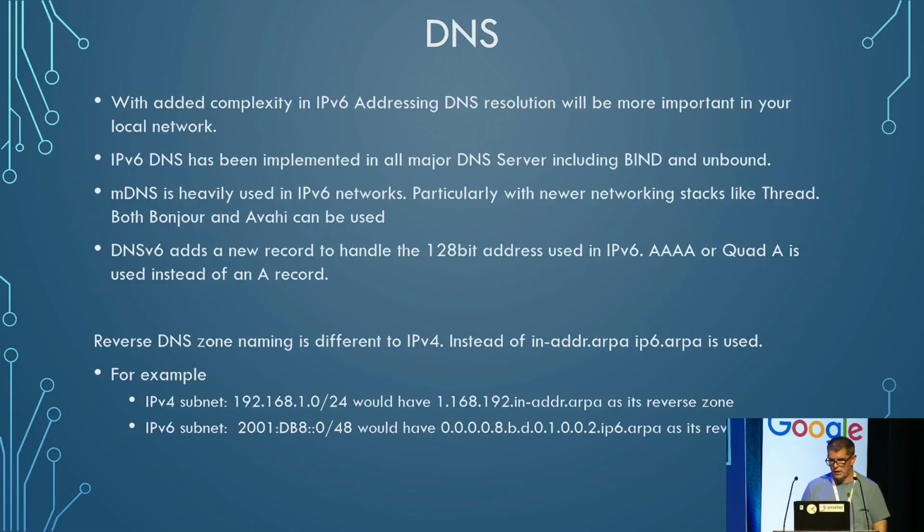DNS. One of the biggest complaints, and I believe this myself up until recently when I started dealing with IPv6, is that the addresses are too hard and too long, and I can't remember them. We've all gotten very good at remembering IPv4 addresses, but guess what? We don't need to. Unless your memory skills are insanely good, you won't. IPv6 has been fully implemented in all major DNS servers like Unbound and BIND. For practicality, we need to rely on DNS, including in our own local networks.